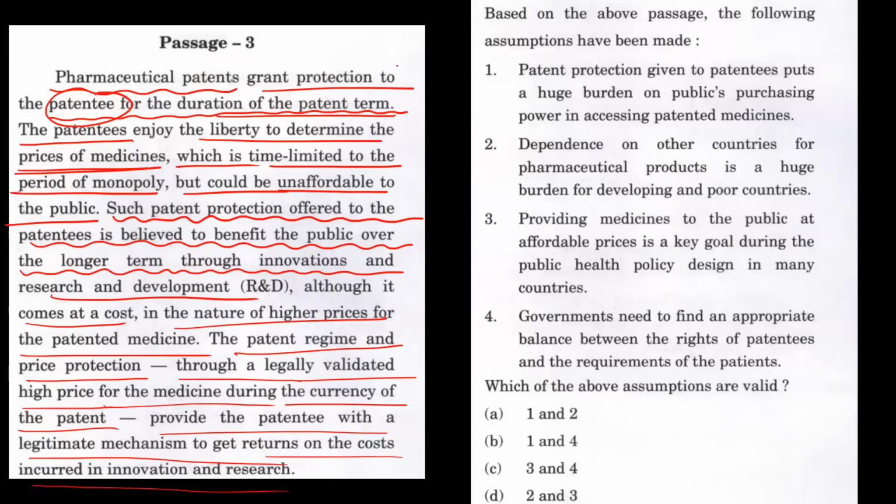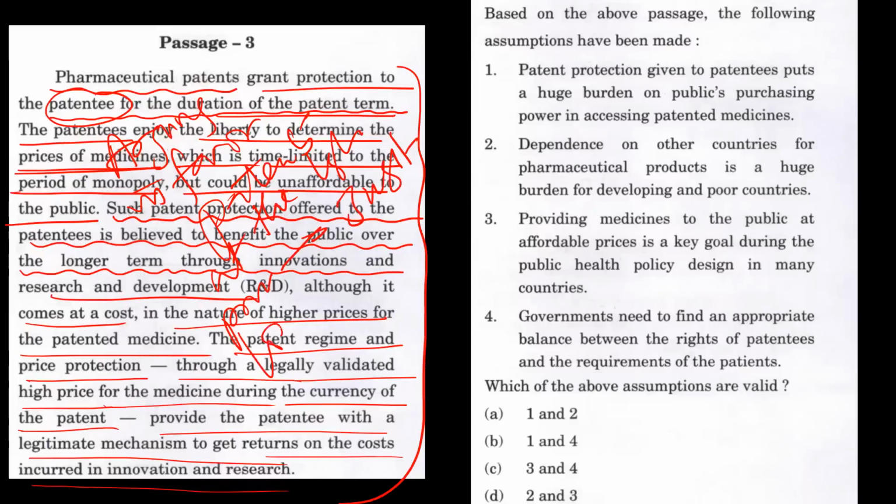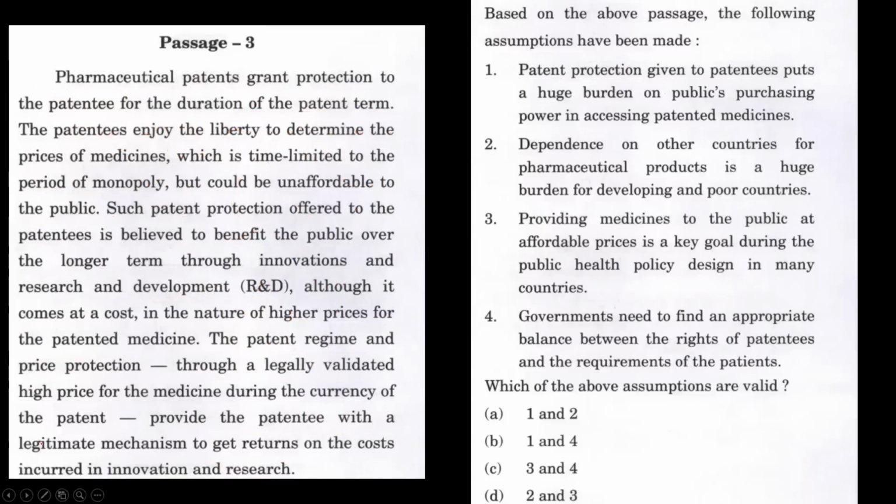So what is the passage saying? What is the theme of the passage? The passage is arguing in favor of patents. At the same time, it highlights the problem in patents, but then justifies patents for longer-term benefit. This is what the passage is talking about. Simple. Now let us see the assumptions.